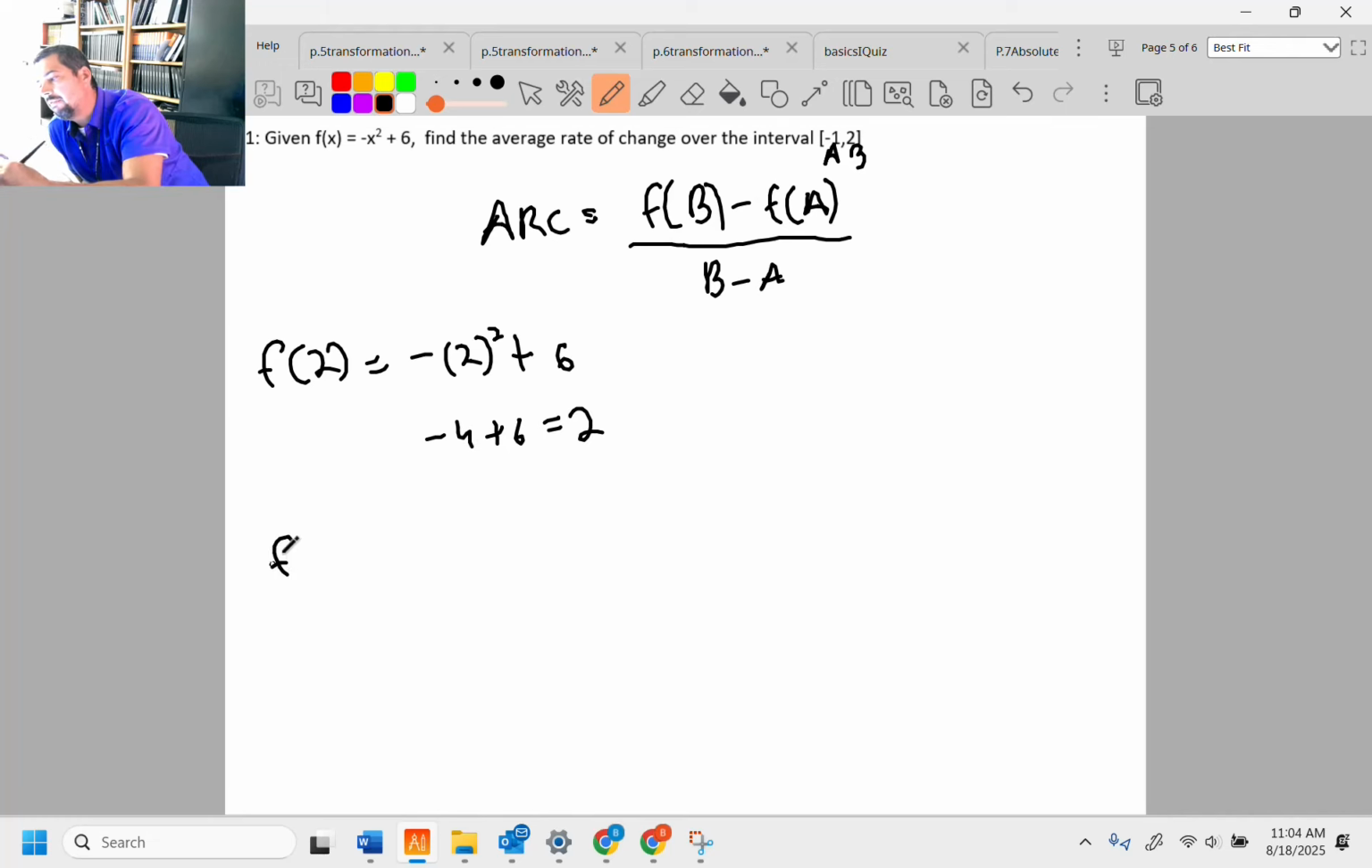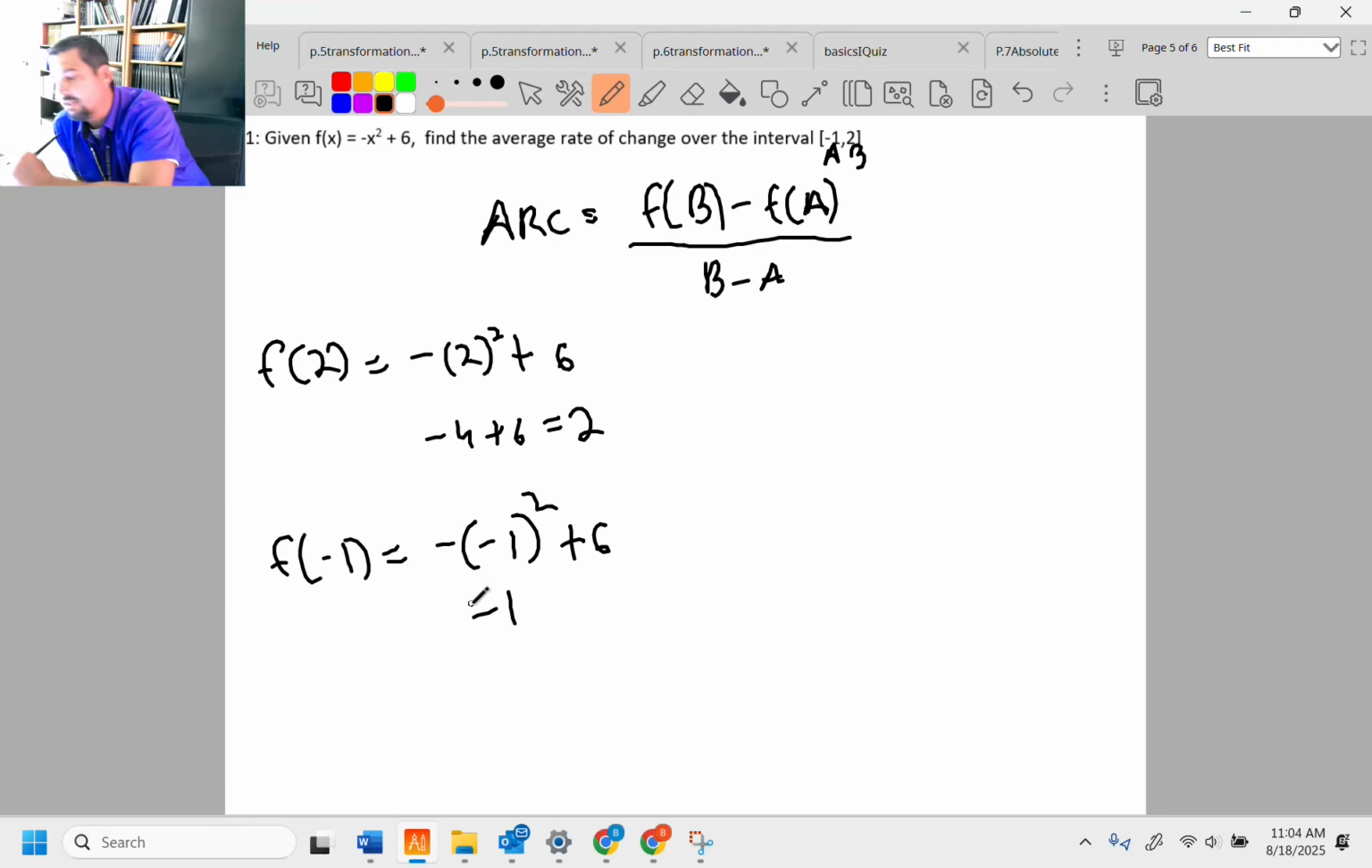To find f of a, you plug in a negative 1. So negative, parentheses, negative 1 squared. Again, note how I wrote that. And then plus 6. If you square negative 1, you get 1. But wait, there's a negative sign out front. Negative 1 plus 6 is 5.